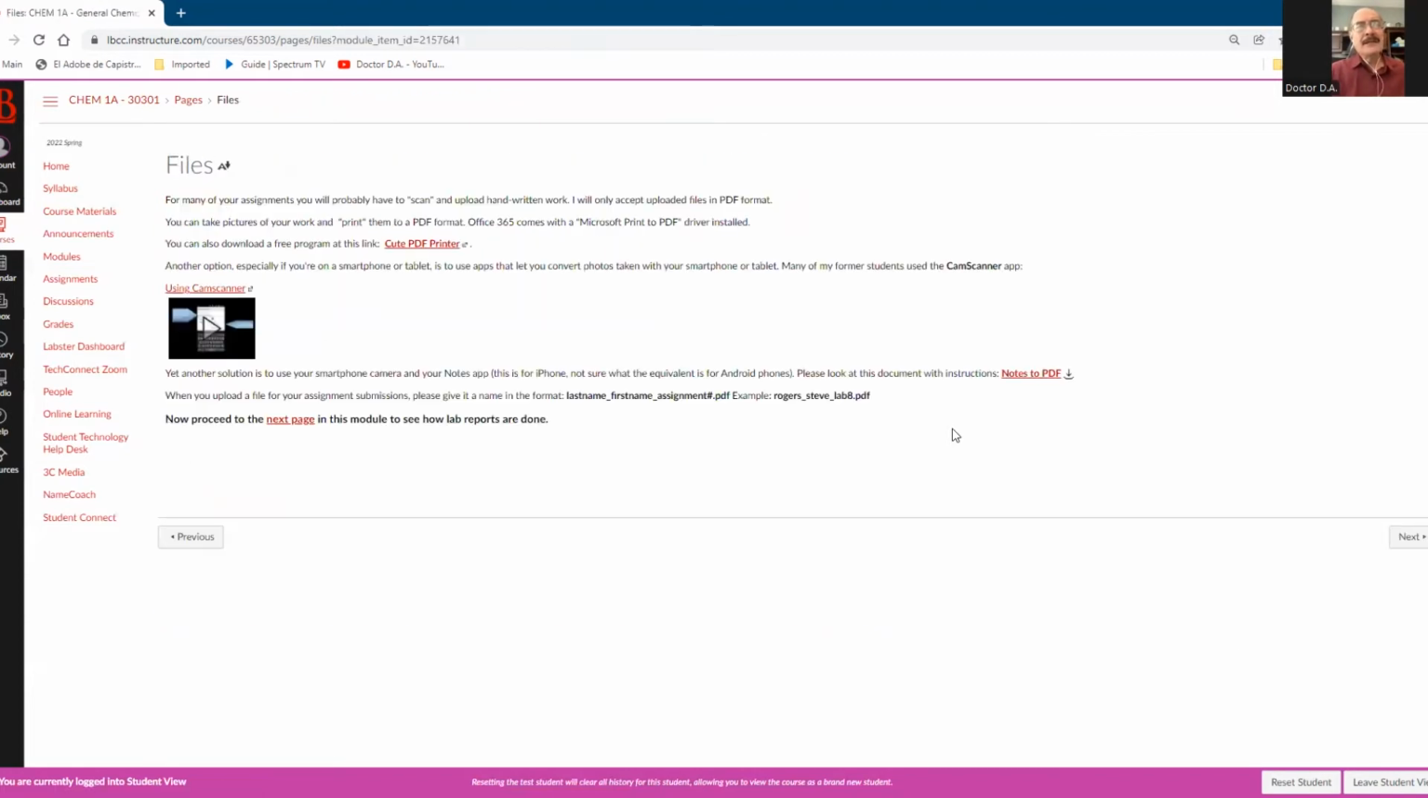Now, as I mentioned, some of the assignments that you're going to be doing in the class, you're going to be doing by yourself, and you're going to have to upload into the corresponding assignment box in Canvas. Please read this page here, which tells you some ways to convert pictures into PDFs, and also ways to upload them into the Canvas system. Okay, very important that you watch that.